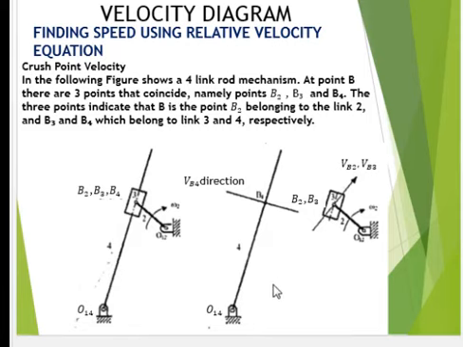Now you can describe that the VB4 direction is perpendicular to link 4. This is the direction for VB4. How about B2 and B3? B2 and B3 have a direction perpendicular to link 2. This is the direction for VB2 and VB3, with angular velocity of link 2, omega 2.